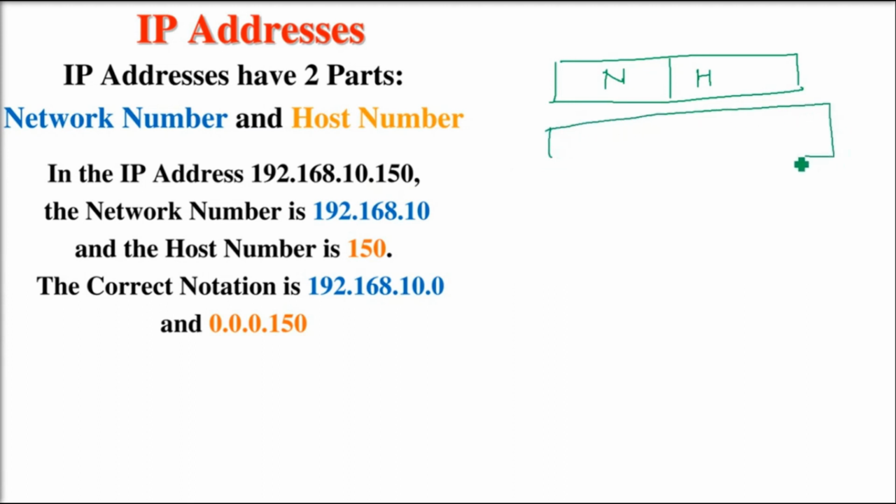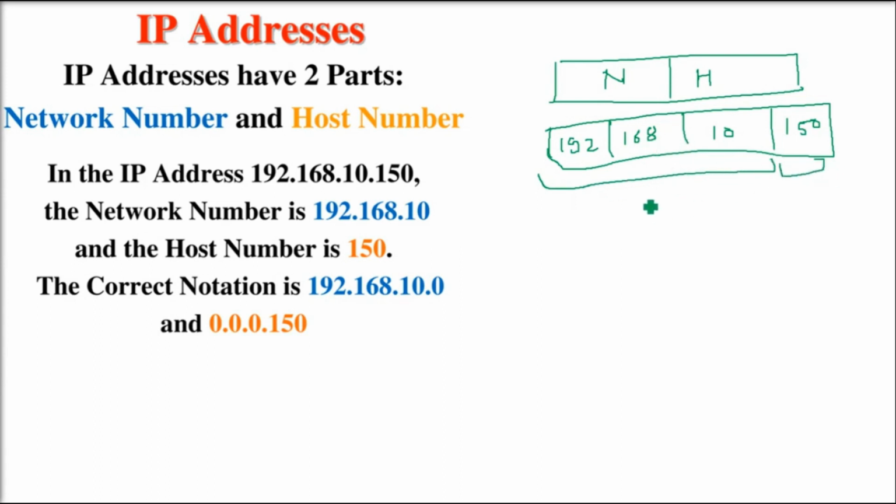Let me make a box and show you. So here, 192.168.10.150. This portion from here to here, we are saying, is the network number. And from here to here, it's the host number. Network ID and host ID.